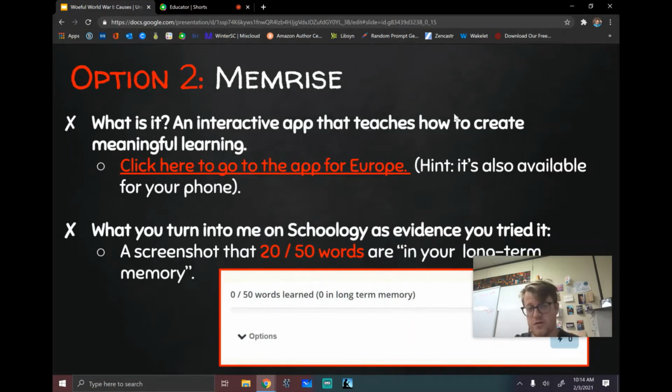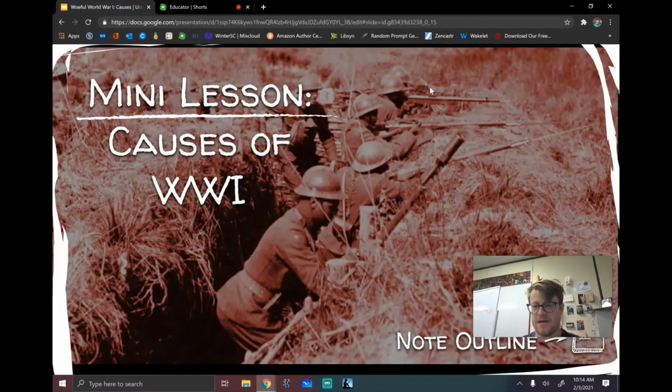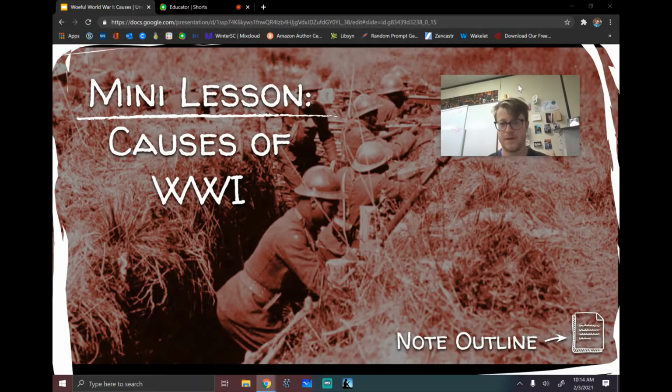Or you can go with the memorize option, which is always an option. The app is there for Europe. All you need to do for that is take a screenshot that you have mastered 20 of the 50 words into your long-term memory. Once you've done that, then you're good, and we can get on to the causes of World War One.